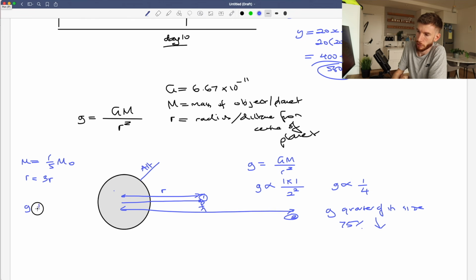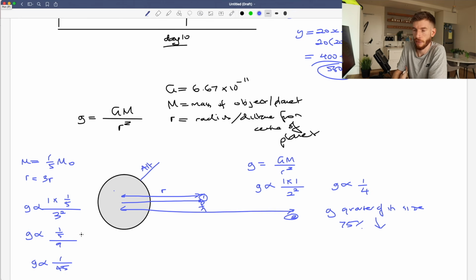So again, we could just apply that. G, capital G, is a constant. The mass now we put in 1/5. Divide that by, now we put in a 3 for the radius, because it went 3 times greater. We square it, and we see what the factor of change is. So at the top we get 1/5 over 9, which is 1 on 45. So effectively G went to a 45th of its value.